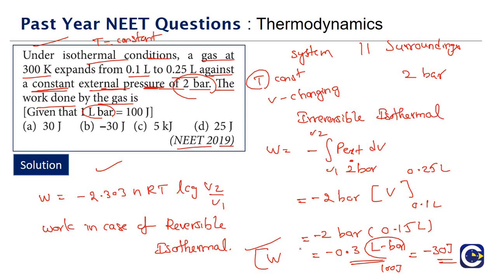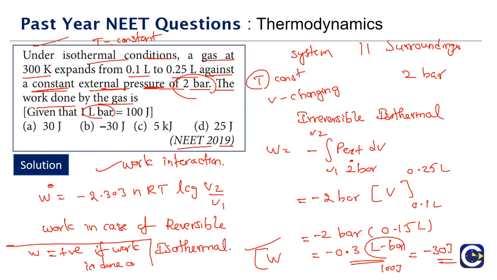Here the wordings are also important. See, in chemistry thermodynamics, when we look at W, this W formula talks about the work interaction. So if work is done on the system, that is energy gain. So W will be positive if work is done on the system, and if work is done by the system, because it will be energy loss, then W will be coming as negative.